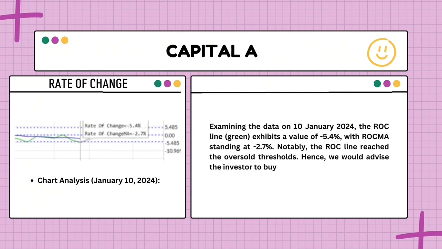Rate of change, ROC. Examining the data on 10 January 2024, the ROC line, green, exhibits a value of negative 5.4%. Notably, the ROC line reached the oversold threshold. Hence, we would advise the investor to buy.